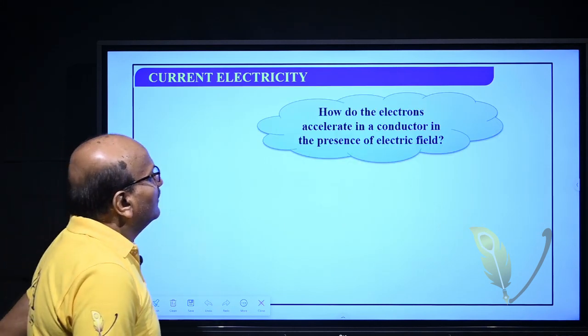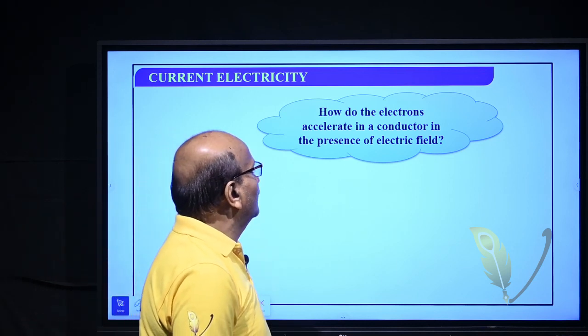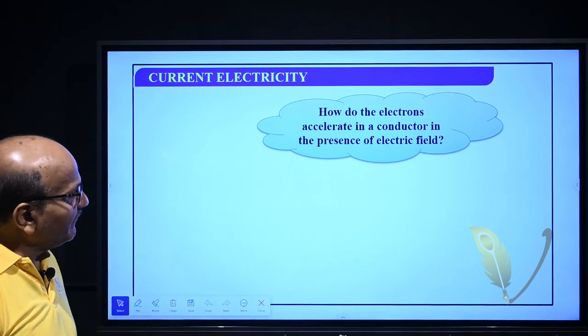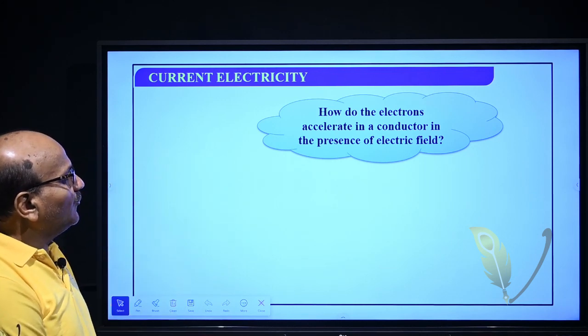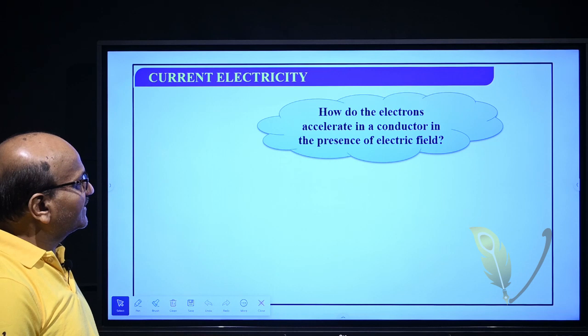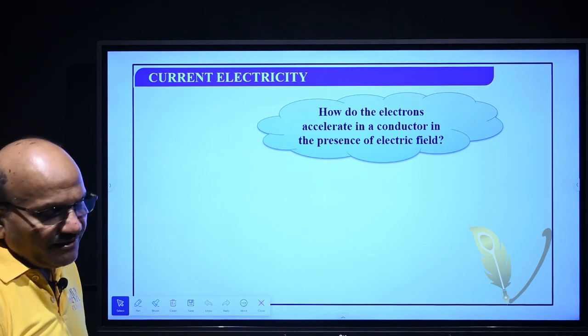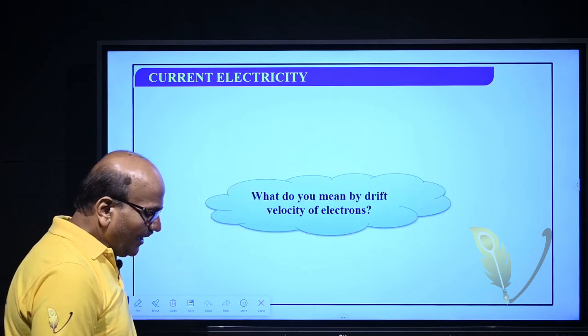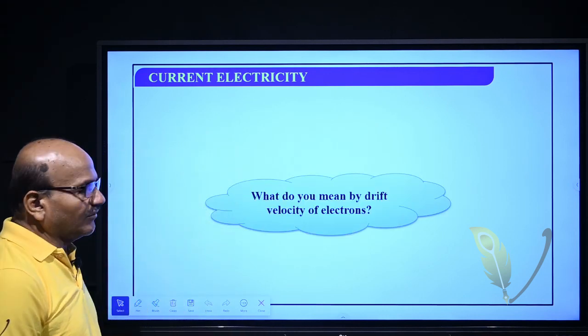How do the electrons accelerate in a conductor in the presence of an electric field? Let us see how the electrons are accelerated inside the conductor when we apply an external field, and the drift velocity comes.